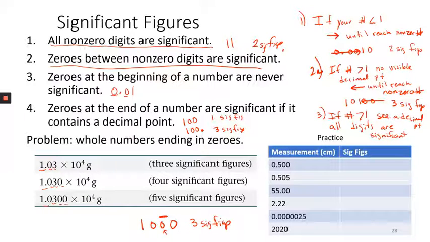So let's try to write how many sig figs each of these measurements have. This number is less than 1, so I draw my arrow until I reach a non-zero number. So this has 3 sig figs. Less than 1, 3 sig figs. Greater than 1, and I see the decimal, so all digits count. Greater than 1, and I see a decimal, all digits count. Less than 1. Greater than 1, but I don't see the decimal point, so I draw my arrow until I reach a non-zero number.